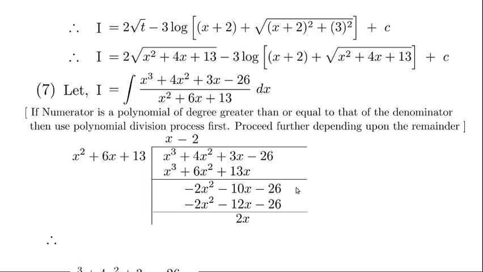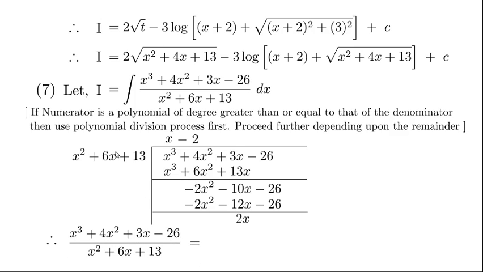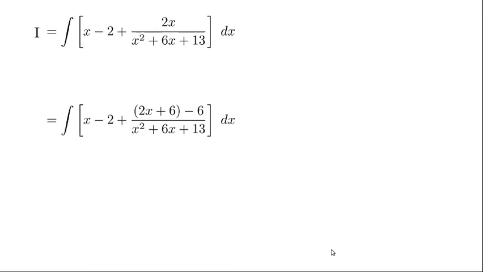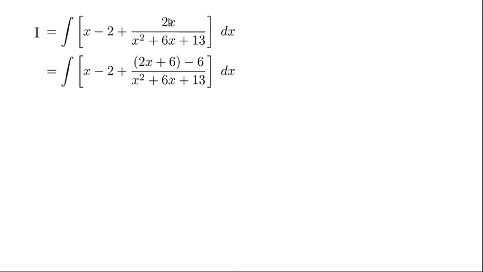So the given expression, this is the integrand of the problem, and that reduces to x minus 2 plus 2x upon x square plus 6x plus 13. So the meaning of this, further depending upon the remainder, this is the remainder. If the remainder would have been a constant, then we could have directly gone into the completing the square method. Since we have got 2x, we proceed further by adjustment of the term, because already we have got 2x, which is the derivative of x square. So the only thing is that I have to add and subtract 6.